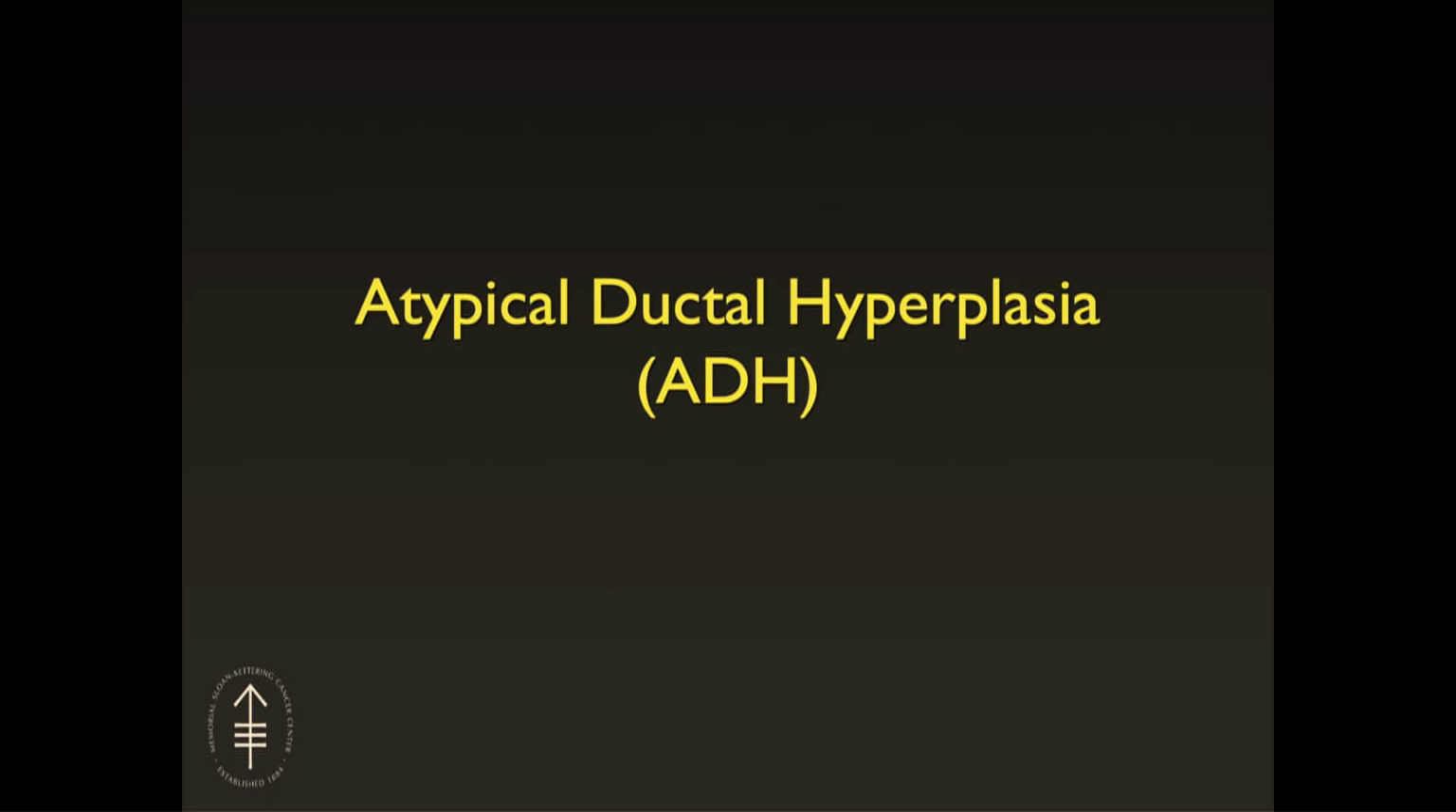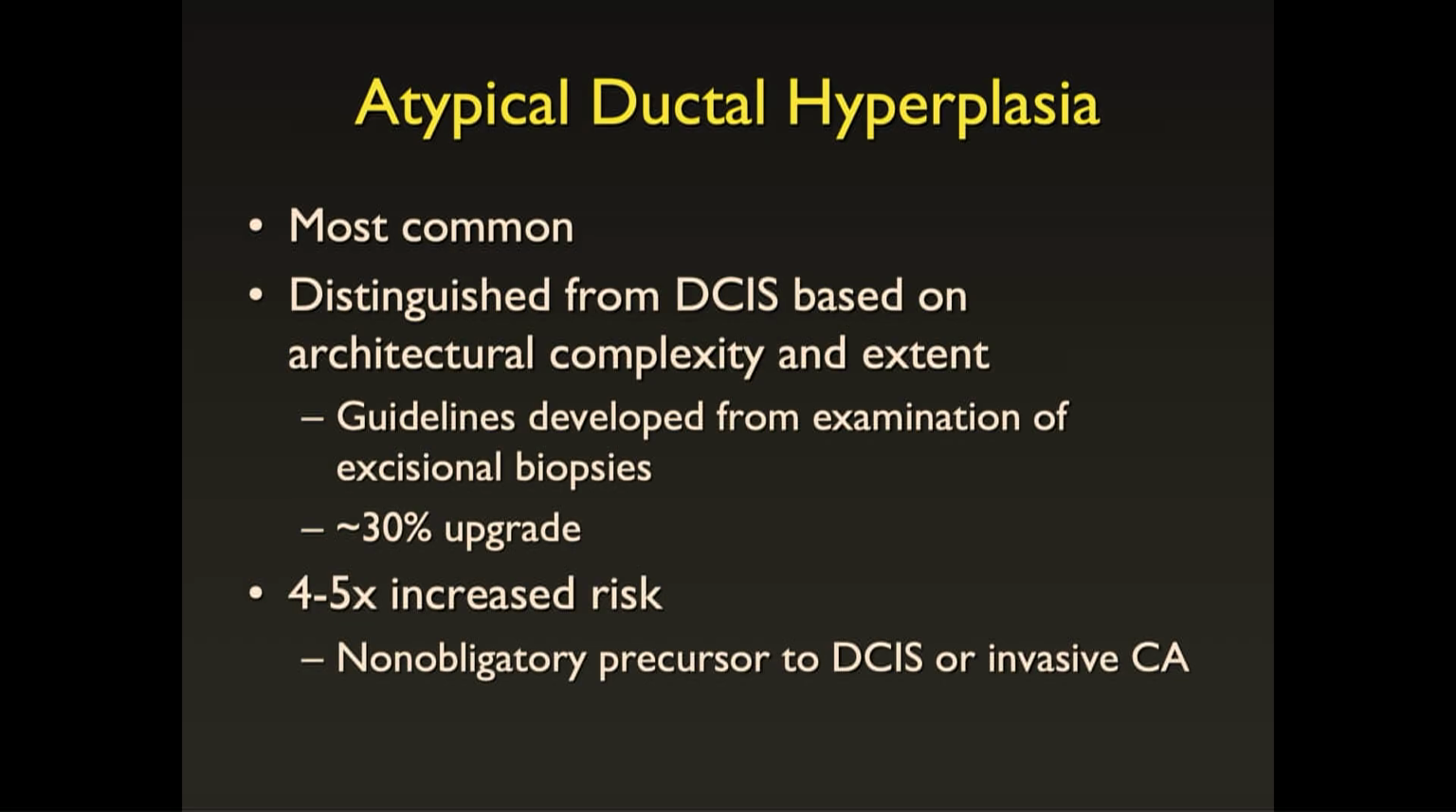So beginning with ADH, atypical ductal hyperplasia is the most common of the high-risk lesions that we get. It's distinguished from DCIS based on architectural complexity and extent. And at the time of a core biopsy, you get very limited material, and it's not always possible to quantitate the criteria for distinguishing ADH from low-grade DCIS. And most of the rules that were made in how to distinguish ADH from DCIS were based on examination of excisional biopsy specimens. So because of that, it's not really surprising that about 30% of cases of ADH are upgraded at the time of excision.